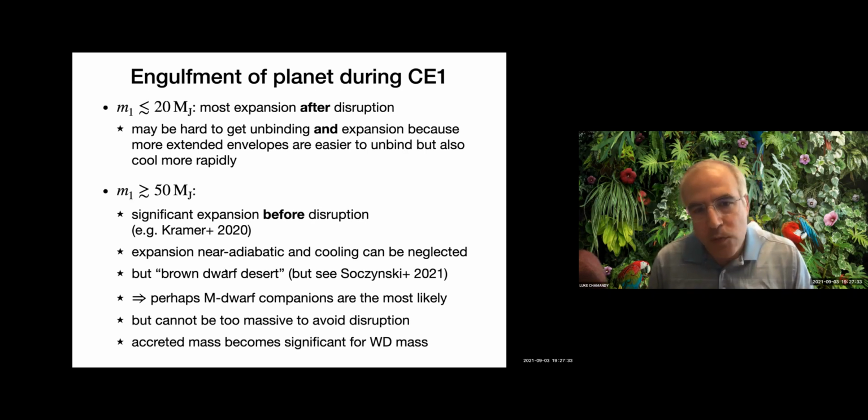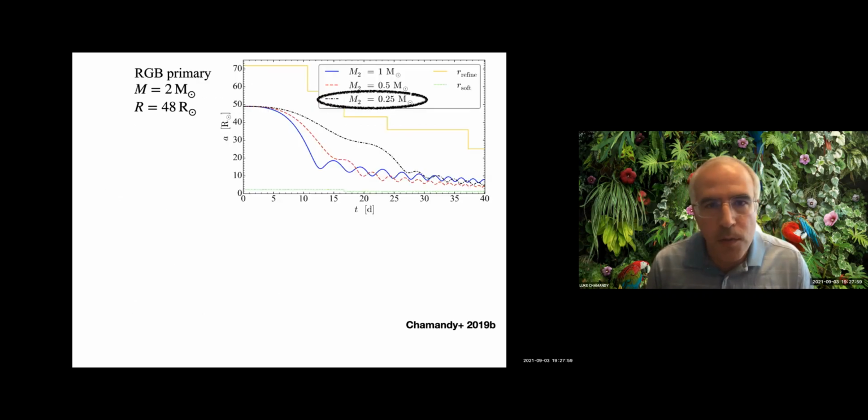In this case, the expansion will be near adiabatic and cooling can be neglected. It also gets around this problem of the brown dwarf desert, but some people say there is no brown dwarf desert for evolved stars. That's another story. You can have a look at this paper. So perhaps M dwarf companions are more likely, but they can't be too massive, obviously, or it would avoid disruption altogether. And in this case, the accreted mass would become significant for adding to the core mass to produce the observed white dwarf mass.